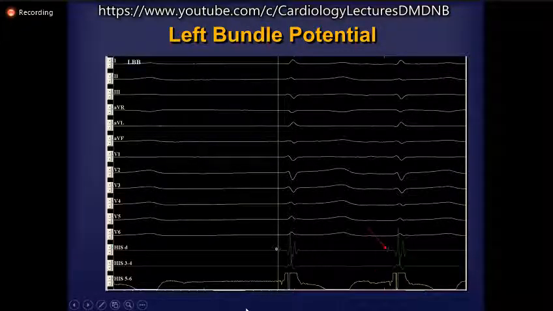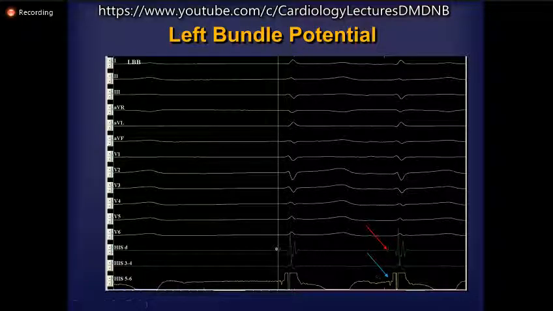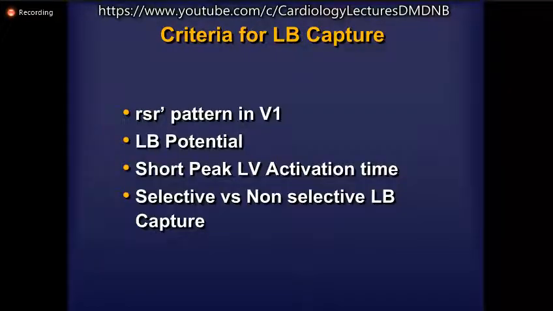So here you can see on the green is our EP catheter, which is showing you the His signal, and in yellow you can see slightly later than the His, you are having this another sharp potential, which is your left bundle potential. So if you actually demonstrate this left bundle potential, then you know for sure that you are in the left bundle region.